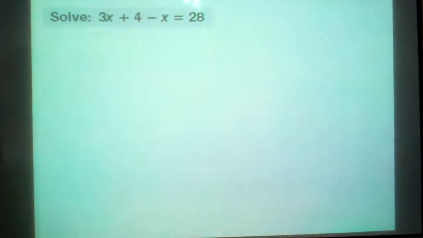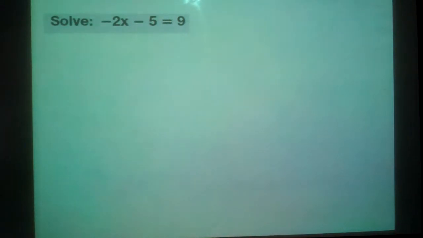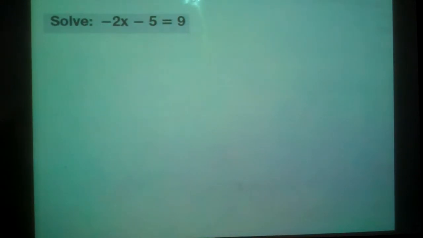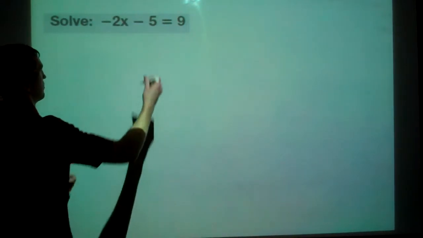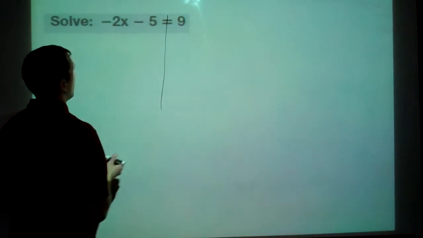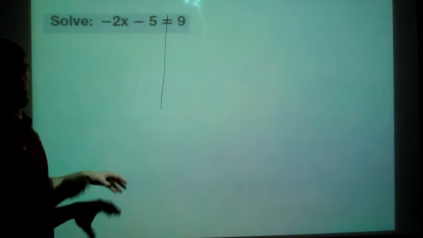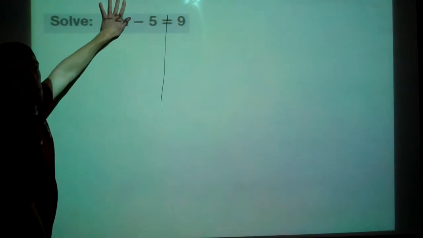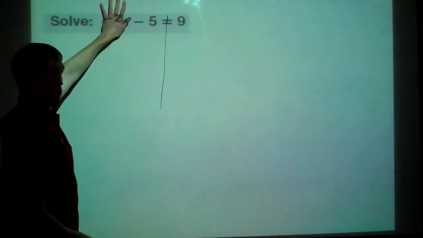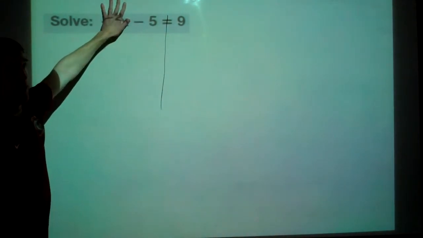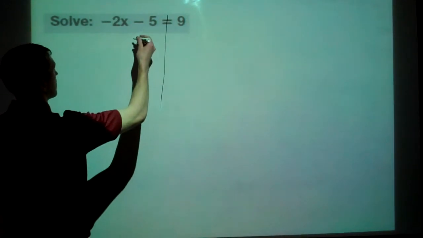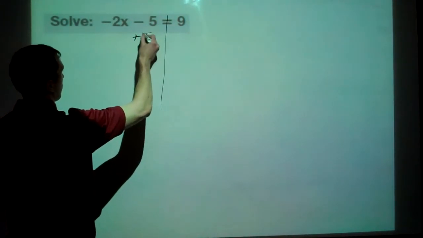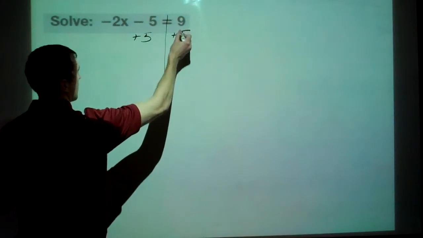Alright, looks like we've got 2 more to go through. We'll at least get through one of these here. Okay, so first thing we want to do is look at what's happening to the quantity that has an x with it. That right there, what's happening to it? We're taking a 5 away. What's the inverse of taking away a 5? You add a 5. So we add a 5 to both sides.